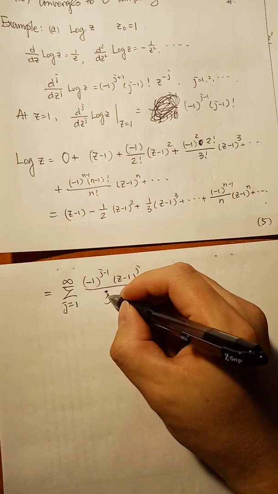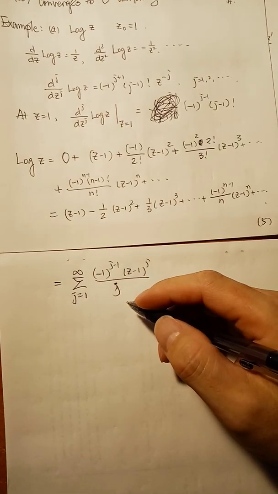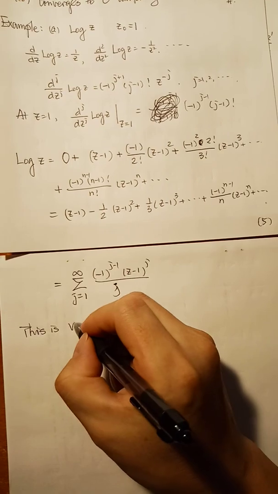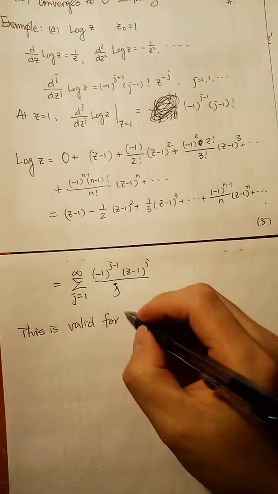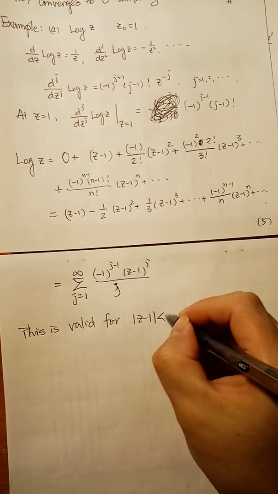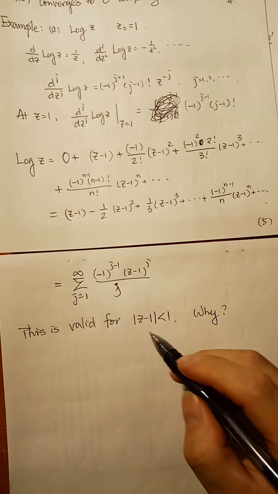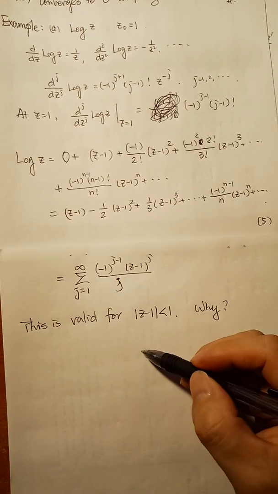Okay? You put the j minus 1, j plus 1, it doesn't matter. And this is valid for what? For |z minus 1| less than 1. Why? This is only valid for |z minus 1| less than 1. The reason is the following.